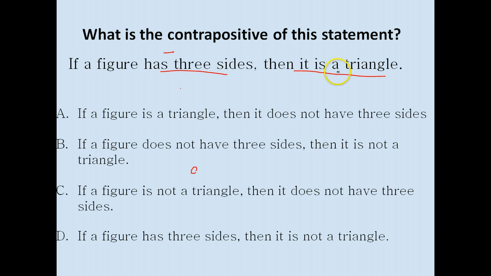Well, hopefully you've written down that the contrapositive does both things. It switches the if and the then, so it moves the front to the end and the end to the front. And it also negates them. So the opposite of being a triangle is not being a triangle, and the opposite of having 3 sides is to not have 3 sides.